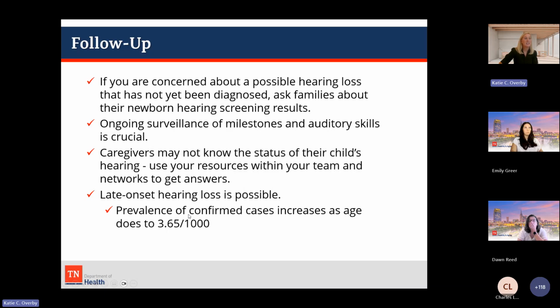The other thing is that it's so important, and we appreciate you all doing what you're doing, because you're already monitoring their milestones. You know where they are. You're keeping a pulse on them. The prevalence of confirmed hearing loss increases as age does. So you might not necessarily have a 1-year-old on your caseload, but they could develop a hearing loss while they're on your caseload.